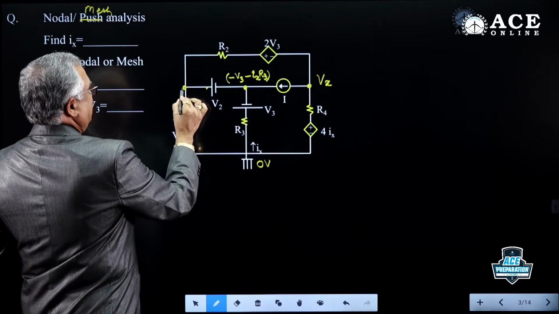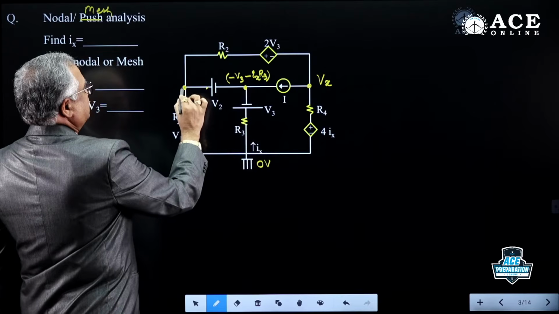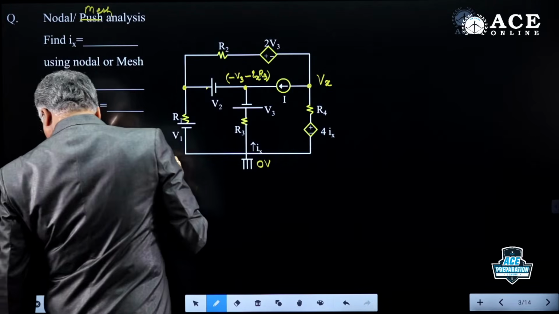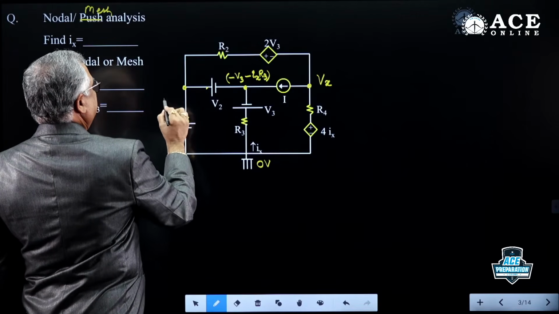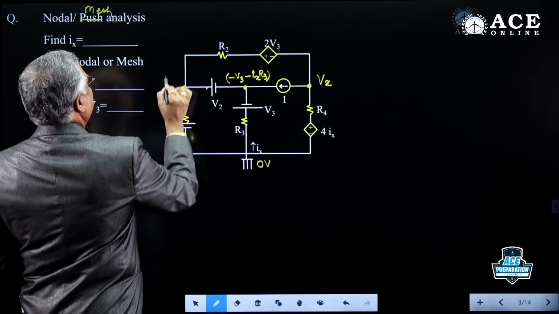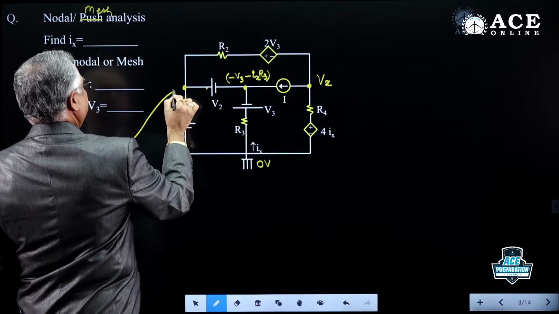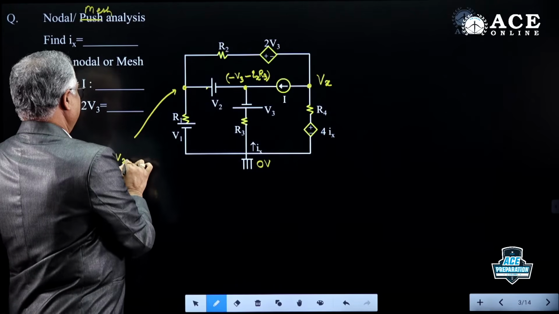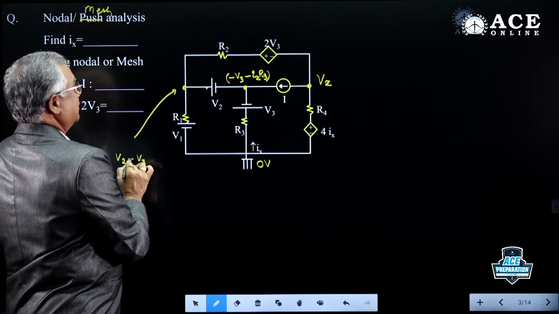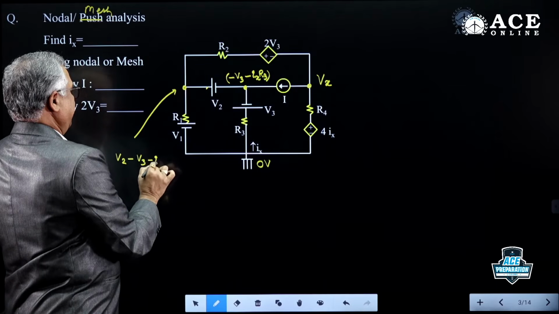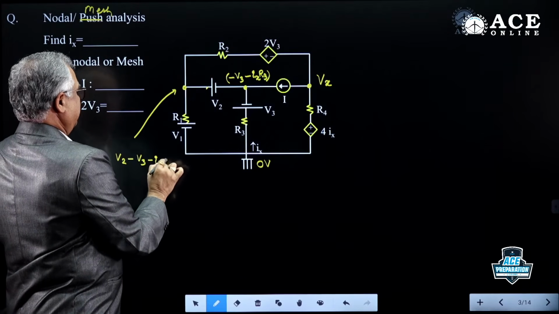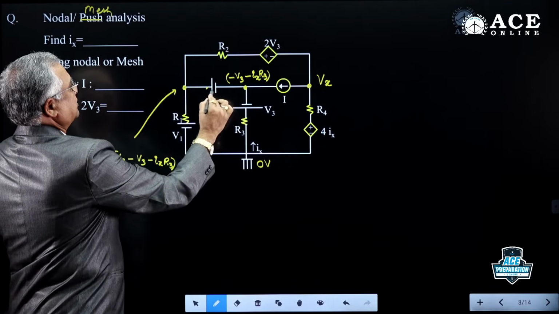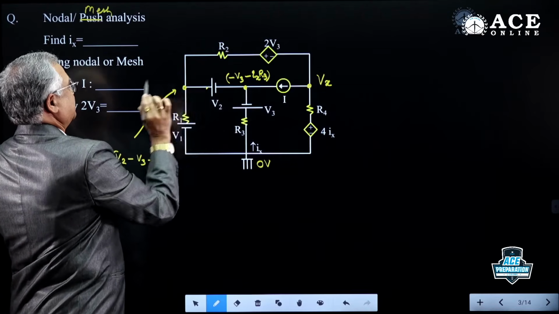So what is the rule? Start here, go to ground, following KVL sign convention. So using that convention, what is the voltage here? V2 minus V3 minus Ix R3. So the algebraic sum of this and this will be this.